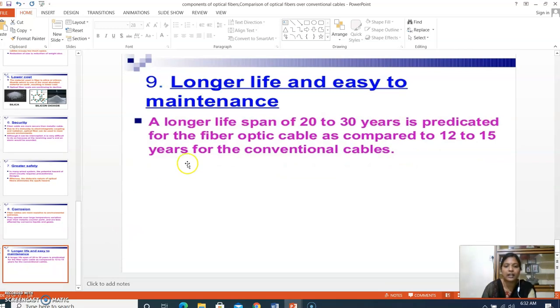Ninth point is longer life and easy maintenance. A longer life of around 20 to 30 years is predicted for the fiber cable, as compared to 12 to 15 years for conventional cables. So these are the advantages of fiber optics over metallic cables.